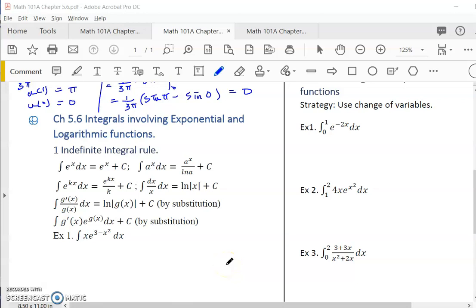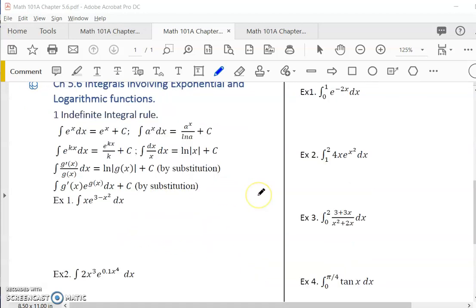Hi Calculus student, this video is for chapter 5.6 part 1, integrals involving exponential and log functions. It's actually a continuation of u substitution where the outside function is e to the x, or the outside function is 1 over x or 1 over something.